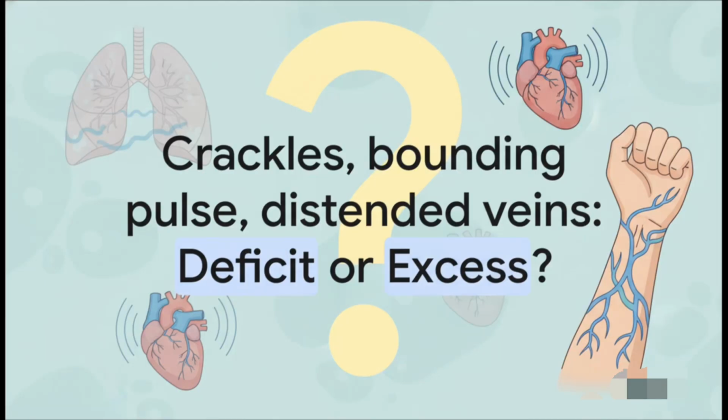Okay, let's try a scenario. Your patient has heart failure. You listen to their lungs and hear crackles. You feel a bounding pulse, and you see distended neck veins. What's your first thought? Yeah, this is a textbook case of fluid volume excess. The crackles mean fluid is backing up into the lungs, and that bounding pulse and distended veins scream fluid overload.